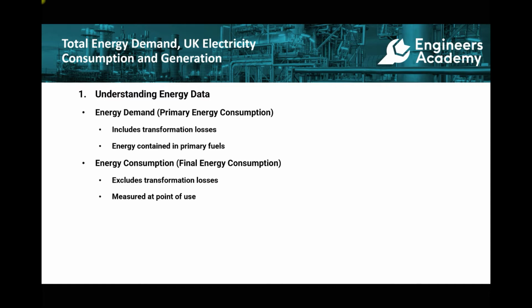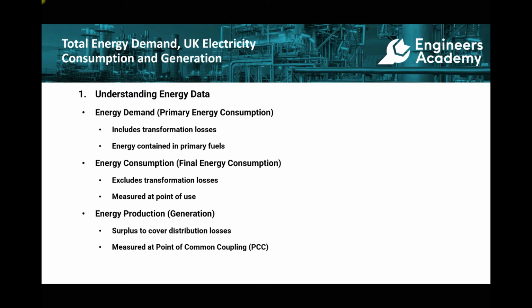Now, the final definition that we need to understand is energy production or energy generation. What we'll notice when we look at energy production data is that the amount of energy being produced is actually more than the amount of energy being consumed. The reason for this is that we need to be able to generate enough energy to overcome some additional losses. The best example of this is with electricity. If a power plant generates electricity, then the consumption of that electricity is going to occur elsewhere in the country. And during the transmission and distribution of that energy, there's going to be losses in overhead power cables as an example.